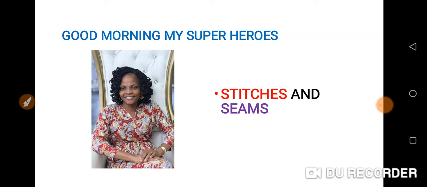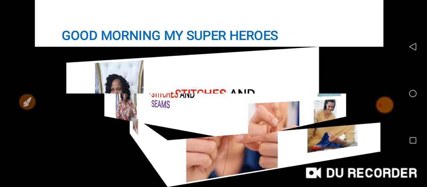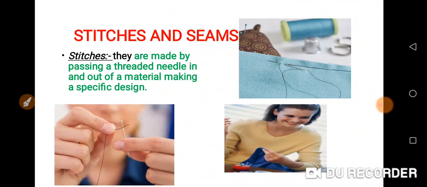Today's topic is stitches and seams. Last class, we discussed sewing tools. What are the examples of sewing tools? We have thread, tape rule or tape measure, tailor's chalk, and so on. But today's topic is stitches and seams.